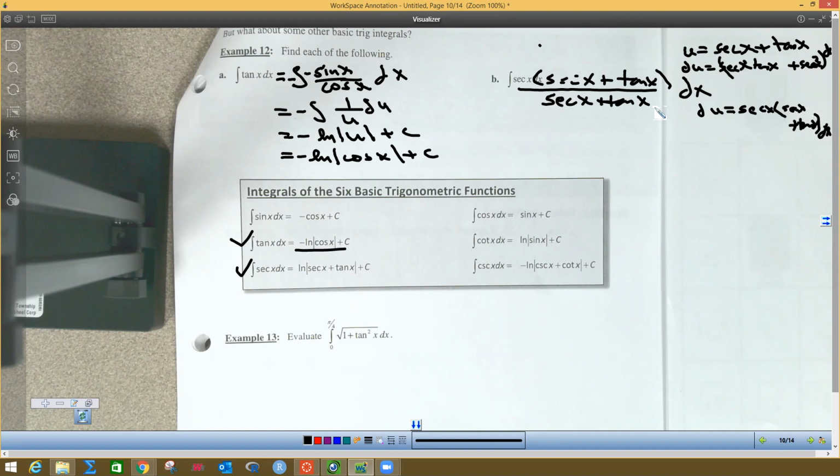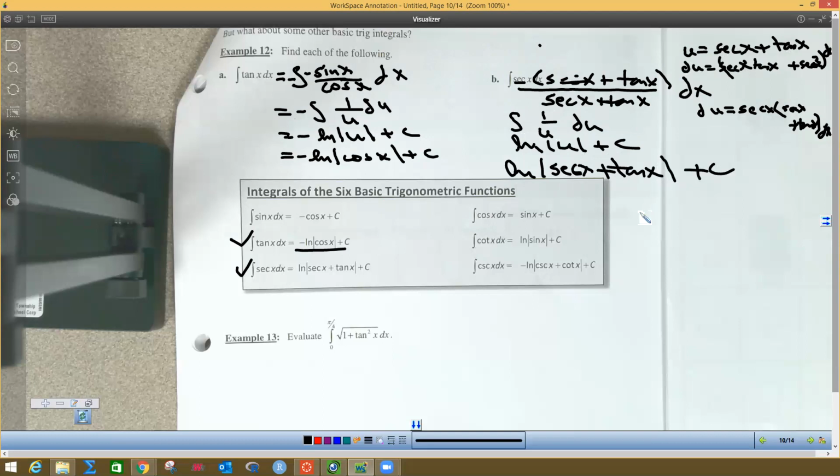Now, if you look at this, this is the whole top part, because there's the secant x plus tangent x dx. So this is going to equal the integral of 1 over u du. Okay, so now I'm going to do the integral of that, which is the natural log of the absolute value of u plus some c. And then I'm going to plug this thing back into the u, so this will be the natural log of the absolute value of secant x plus tangent x plus c. And if you look down here, it's right here, secant x, that's where this comes from.